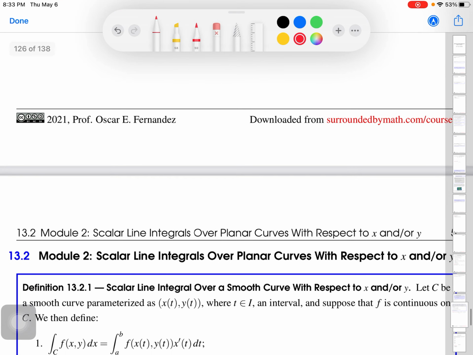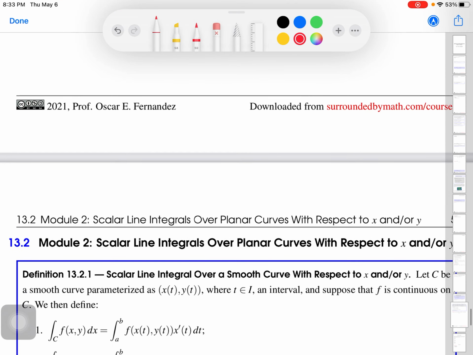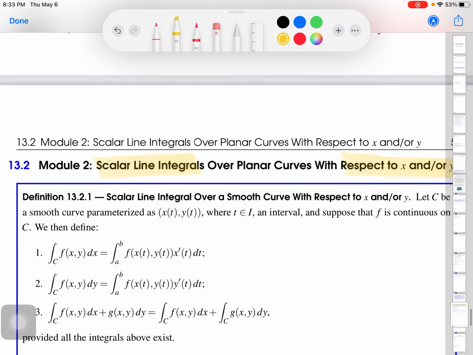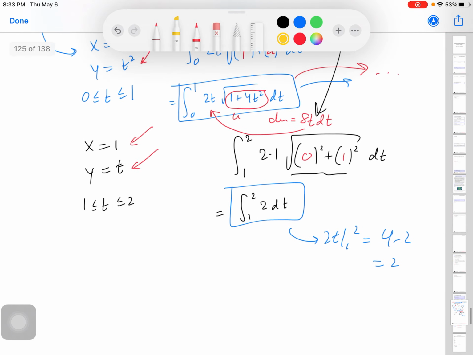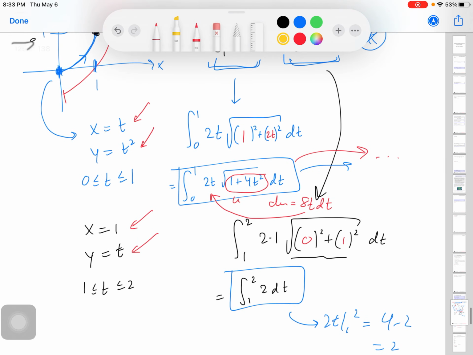And that's it for this module. In the next module, we are going to talk about scalar line integrals over planar curves with respect to x and/or y. So things are going to change. We're going to move away from using ds as the parameter that we use in our line integral, and instead we're going to go back to using the more familiar dx or dy, and we'll see what changes then.